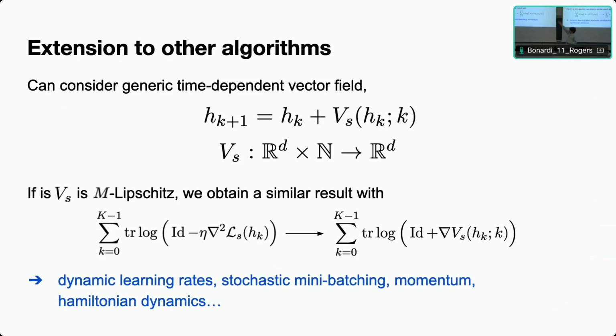So for example, if we consider this iterative scheme given by a time-dependent vector field, then we get the same result. As long as this vector field is M-Lipschitz, we can have something like this. And this allows us to target other algorithms, such as ones with dynamic learning rates, stochastic mini-batching, momentum, and Hamiltonian dynamics.